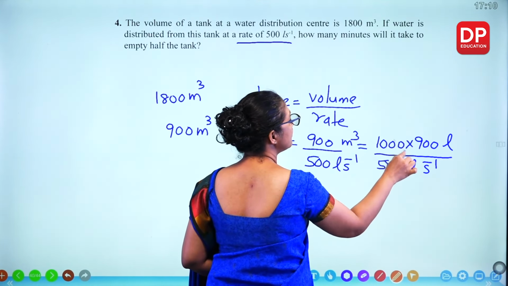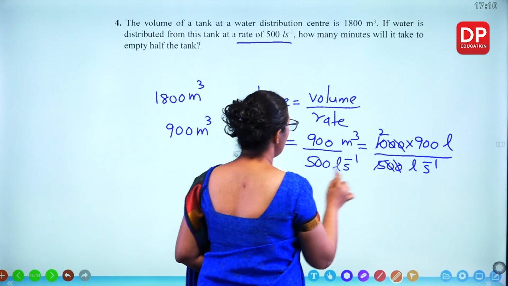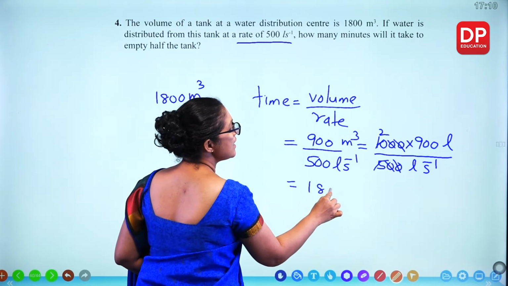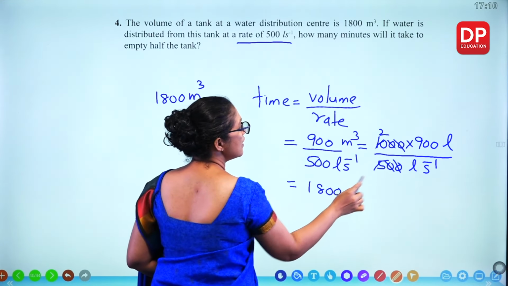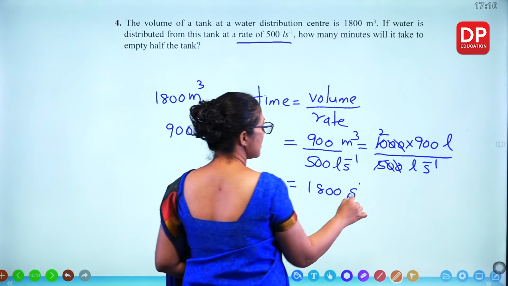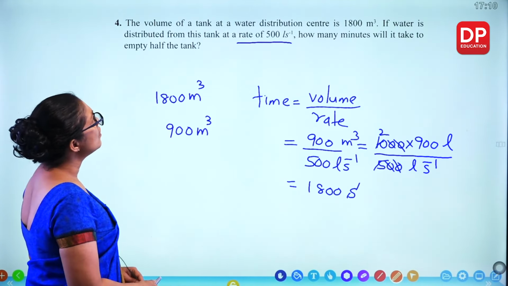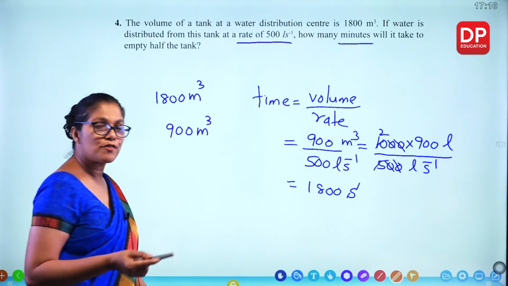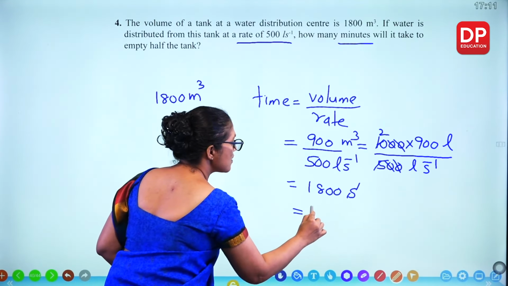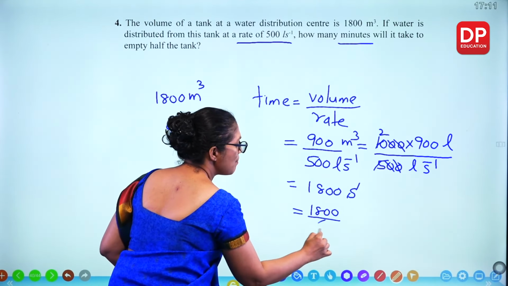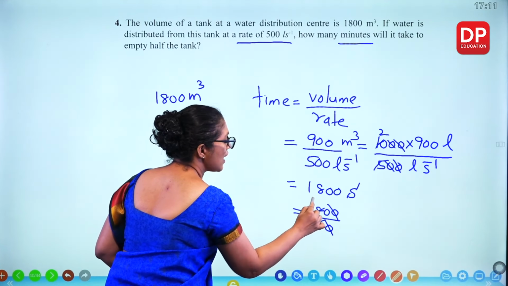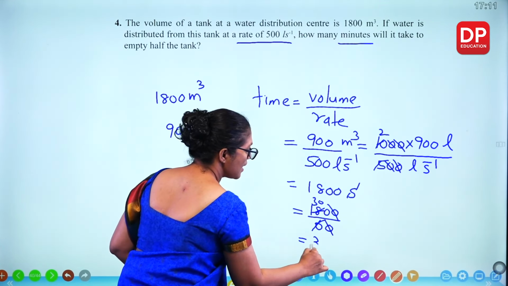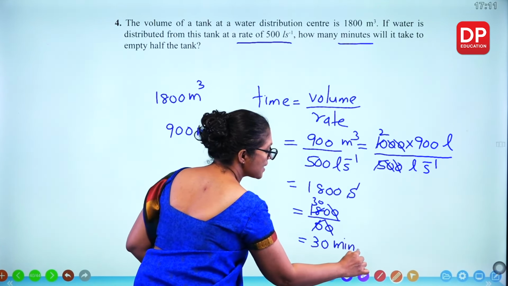So divide and you get 1800 seconds. So we'll convert to minutes. So minutes means you have to divide by 60. So 1800 divided by 60, you get 30 minutes.